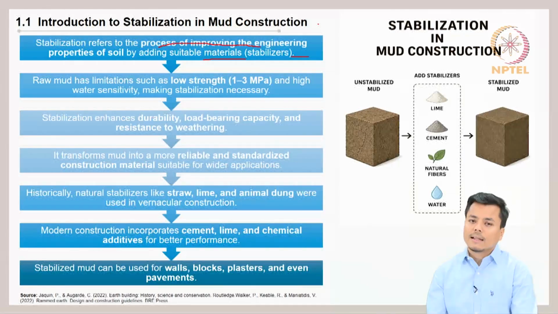So, raw mud, that is the earth that we take out from a site or from a place, has some limitations such as low strength and high water sensitivity, thus it makes stabilization necessary for construction.